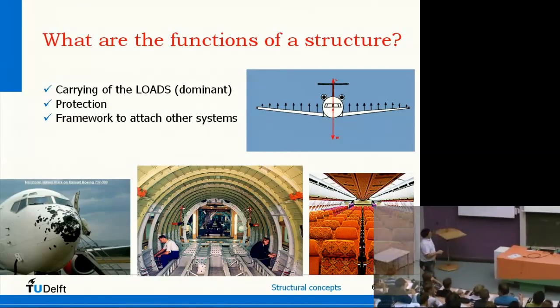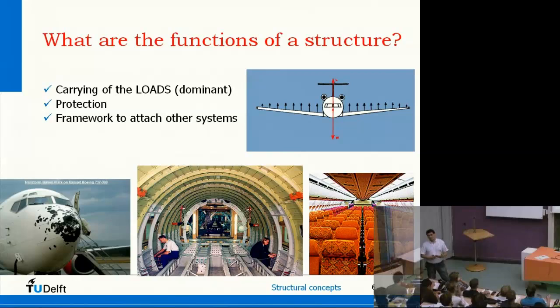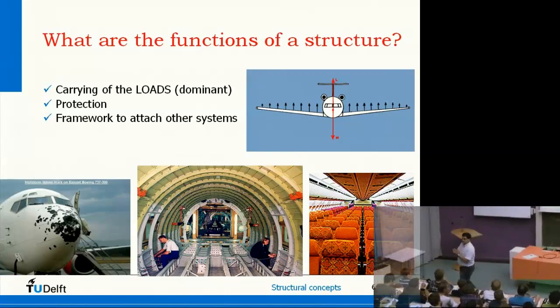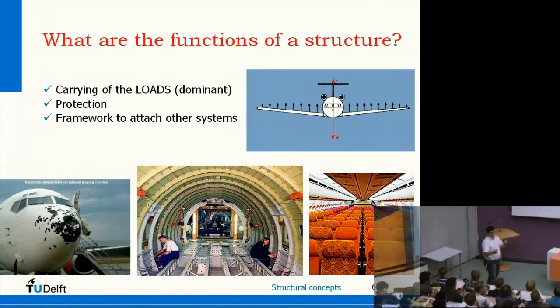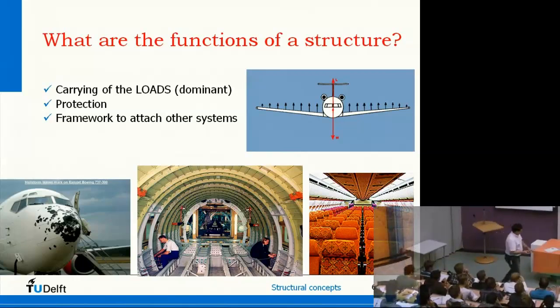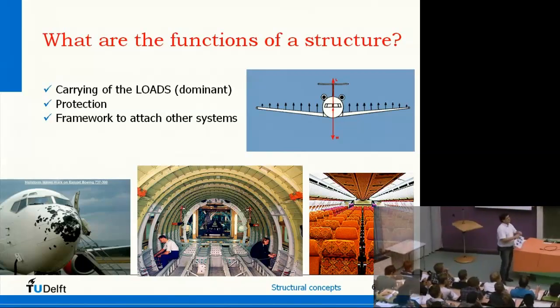And finally, you also need a framework to attach all kinds of systems and other items to it. This is a fuselage without any systems. Let's say the skeleton, let's say the structure. And this is when all the systems are built in. So that means the overhead lockers, the window panes, all the seats, all the air conditioning systems. The whole bunch is in there, and it is attached and screwed and wired to the skeleton. Yeah? So three main functions.